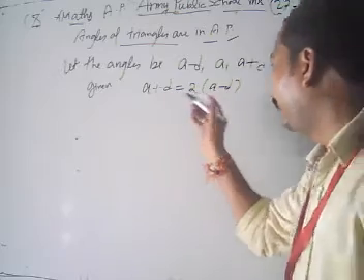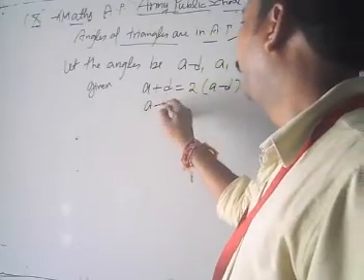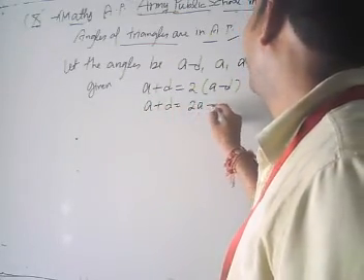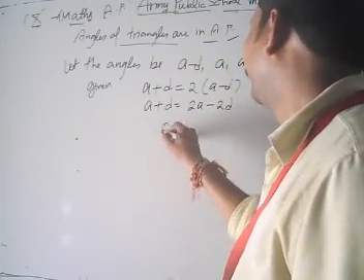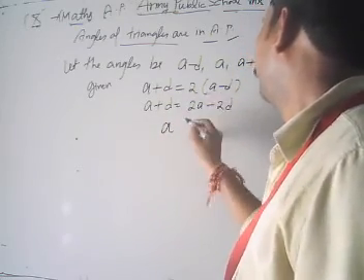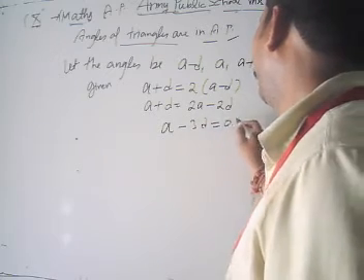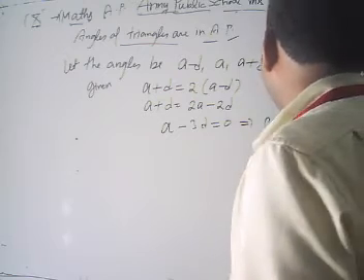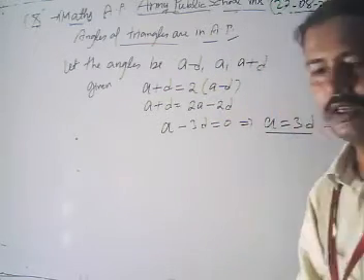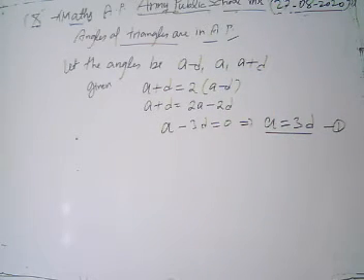Then look, we first solve this. We have a plus d is equal to 2a minus 2d. Then we have 2a minus a, and a minus 3d equal to 0. Then from here we have a is equal to 3d. Take this one. Now look, we have a is equal to 3d.